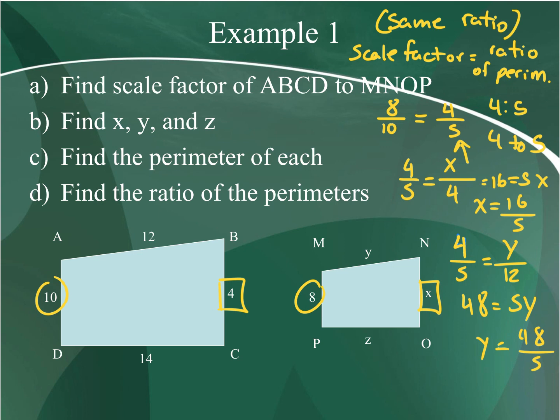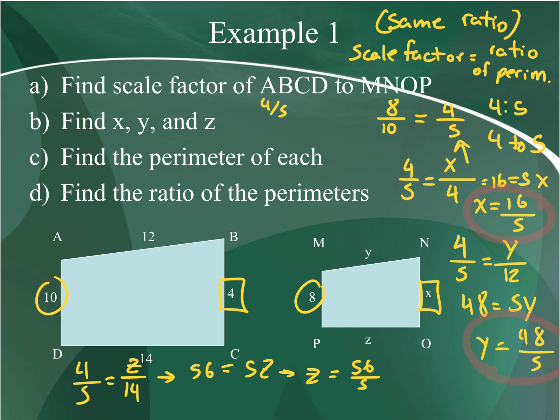We're going to do the same thing for z. So 4 over 5 equals z over 14. 14 times 4 is going to be 56, equals 5z. And then we get that z is equal to 56 over 5. Now, there we found the scale factor. Scale factor was 4 to 5. We found x, y, and z right here. Now we can find the perimeter of each by adding them together.